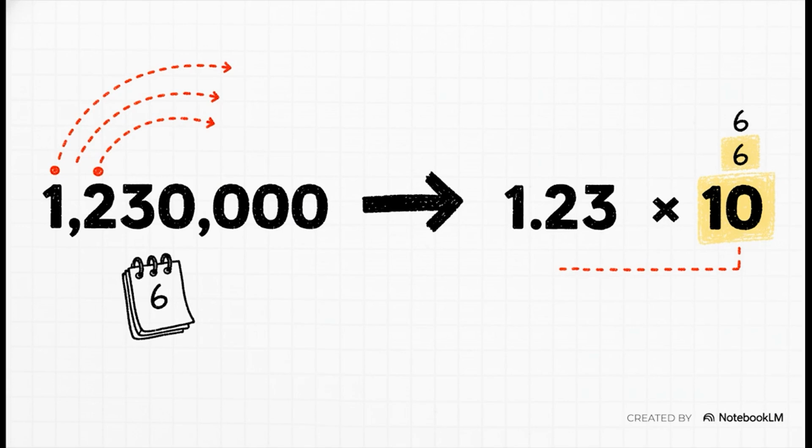So, how does it work? Well, you just write the number so it's between 1 and 10. For 1,230,000, we put a decimal point after the first number to make it 1.23. Then, you just count how many places you move the decimal point. Here we moved it 6 places, so it becomes 1.23 times 10 to the power of 6.